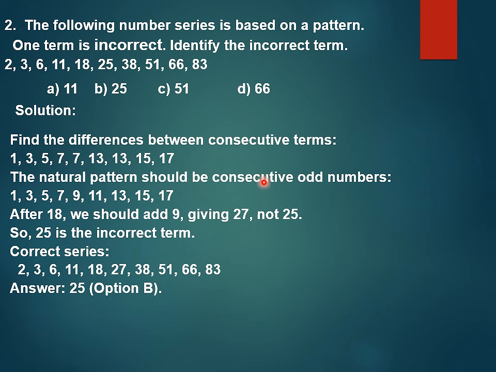The natural pattern should be consecutive odd numbers, which is 1, 3, 5, 7, 9, 11, 13, and so on. So after 18, we should add 9, giving 27. As I told you, it should not be 25. So 25 is the incorrect term. The correct series will be 2, 3, 6, 11, 18, 27, 38. So our answer is 25, which is option B. I hope this is clear to you.